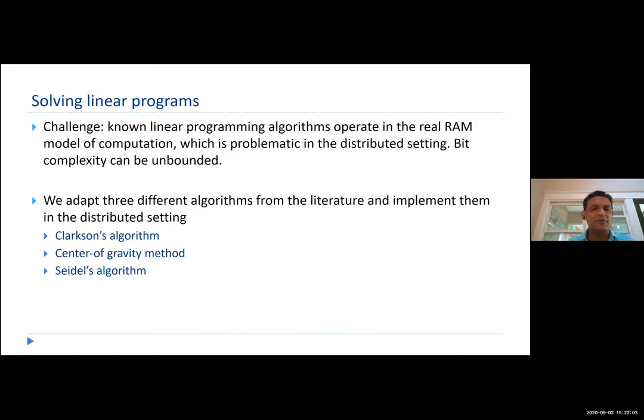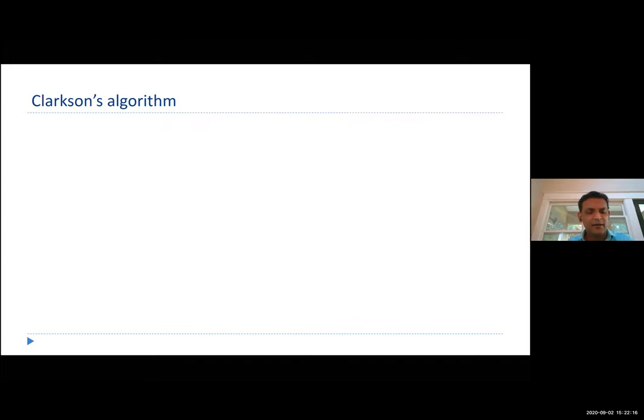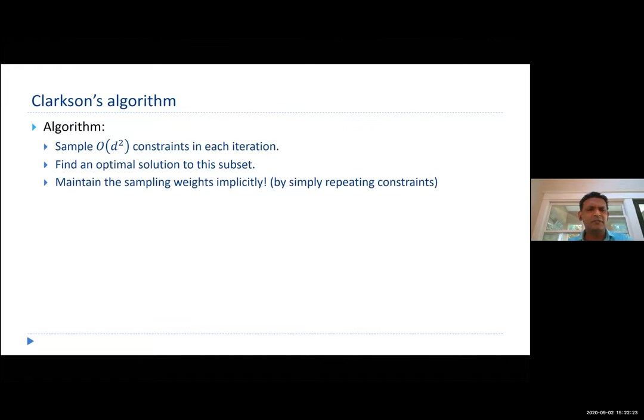And it turns out there are three classical algorithms that can all be adapted nicely and give us, with a little bit of effort, nice bounds. One is Clarkson's algorithm, another is the center of gravity method, and then another one that's also useful in this distributed setting is Seidel's algorithm. I won't have time to go through all of these in detail, but let me just say that the way Clarkson's algorithm works is it samples d squared constraints, finds an optimal solution to this sampled subset, and then you change the weights of the constraints by repeating some of the constraints. Basically, you're going to take the constraints that were not satisfied and double them. And this sort of adaptive sampling, almost like boosting really, is enough to lead you to a feasible solution in not too many iterations. You need only about d log n iterations.